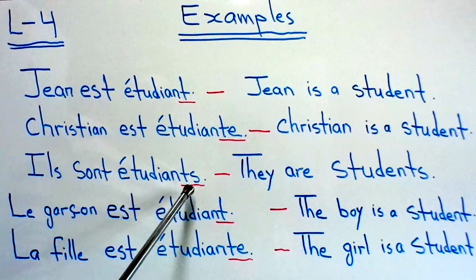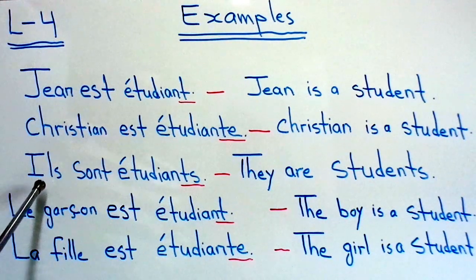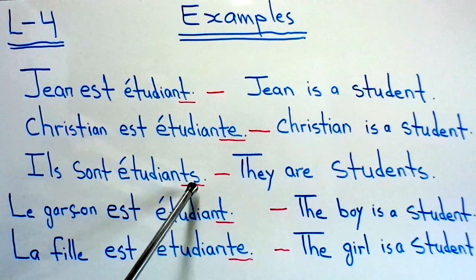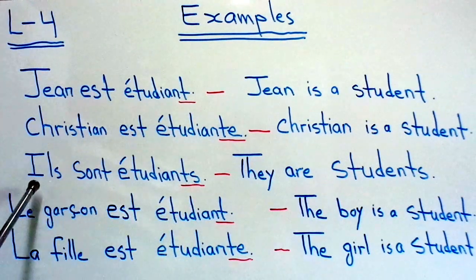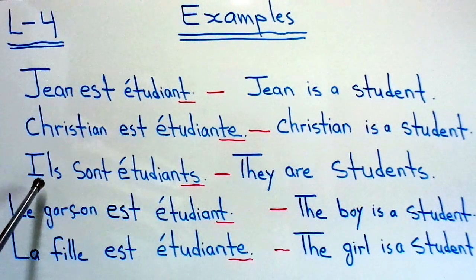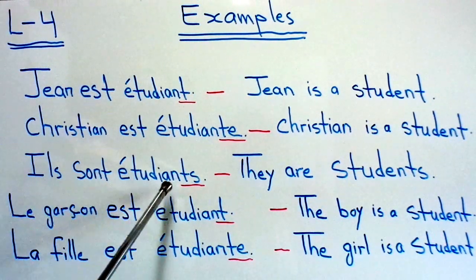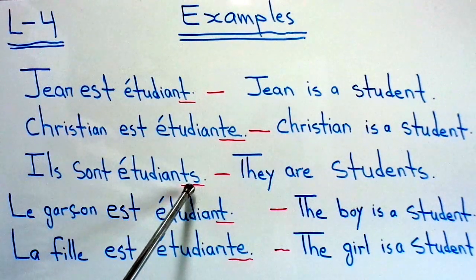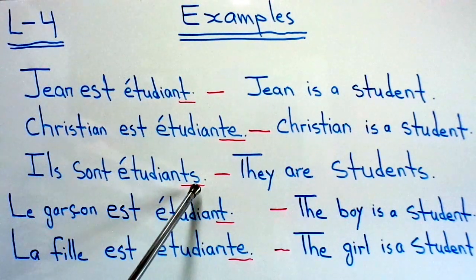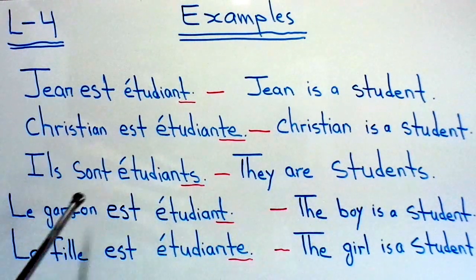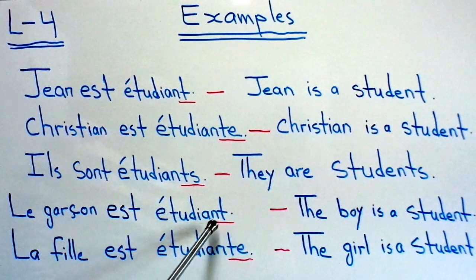Ils sont étudiants. In this case, the subject is more than one and also male. We add an S to make the ending of the noun or adjective agree with the subject. If it was elles sont étudiantes, they, for example, referring to women, in this case here we would have had es, but in this case, ils sont étudiants, male, and only an S. They are students.